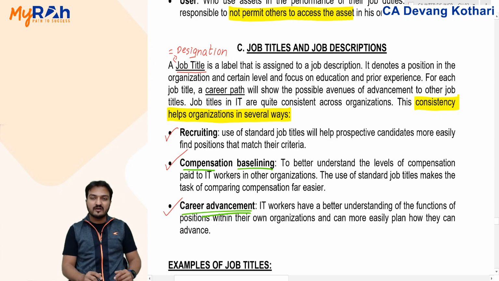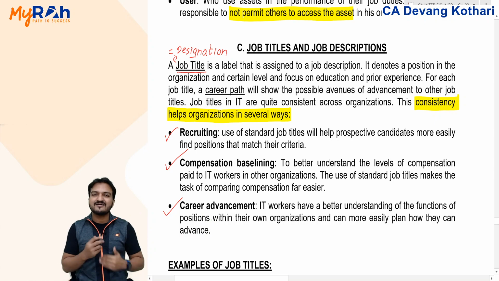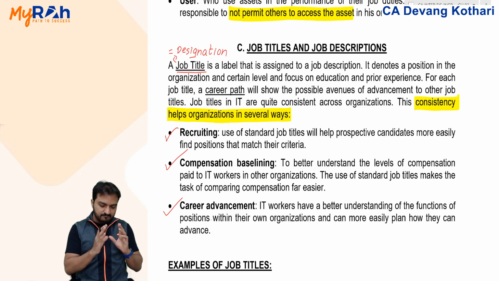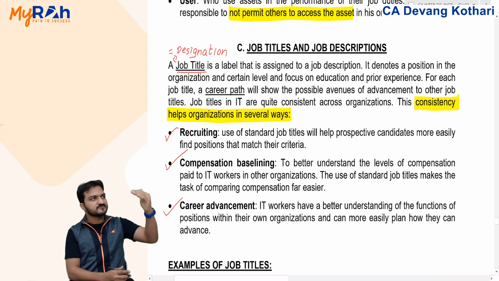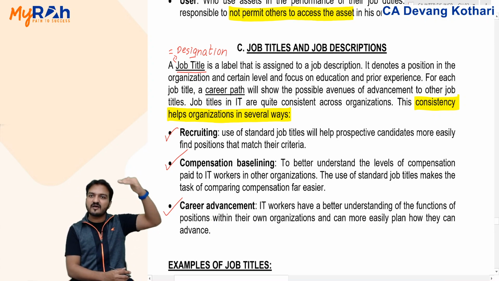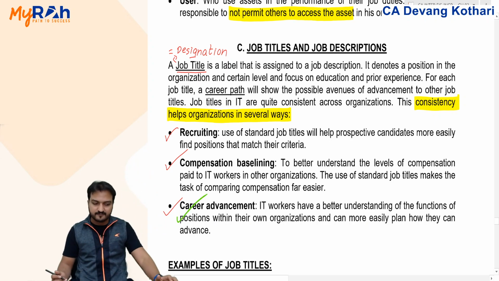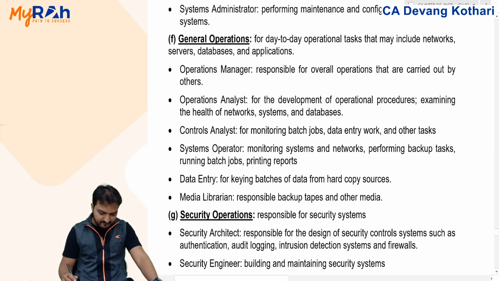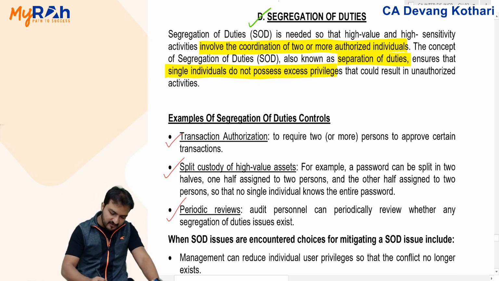Career advancement: because the job titles are consistent, an employee can have a better idea about his career growth. He can have a better idea that I'm joining this bank today as, say, a cash manager. After that, further I can become branch manager, area manager, this manager, that manager. He can understand the entire career growth that he might have in this company. That is career advancement. Then you had some examples of job titles that you can read again. I'm not revising. And the last part was a topic regarding segregation of duties.